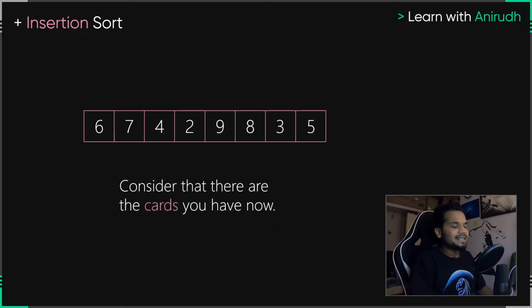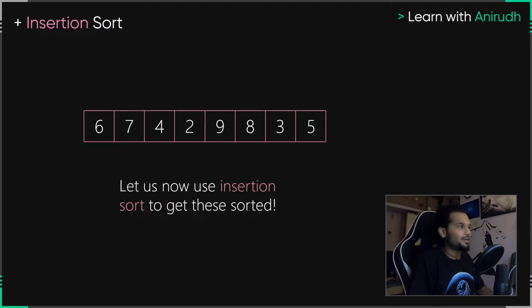So take a look at this. Think of these as the cards that you have in your hand: 6, 7, 4, 2, 9, 8, 3, 5. Let's assume that these are the cards that you just got. You just picked it up from the table. This is exactly what you have in your hand right now. So how would you go about ordering these cards? Well, let's use insertion sort here to make sure that you guys are sorted as well.